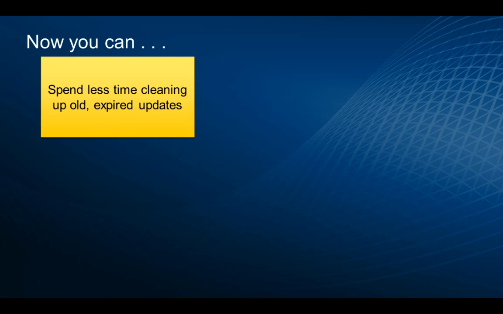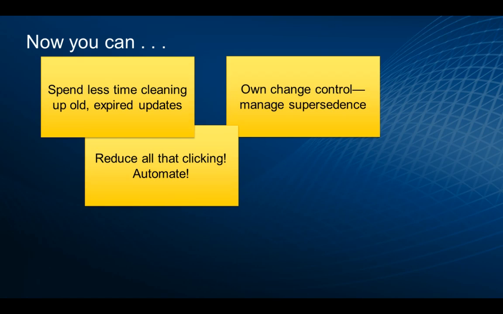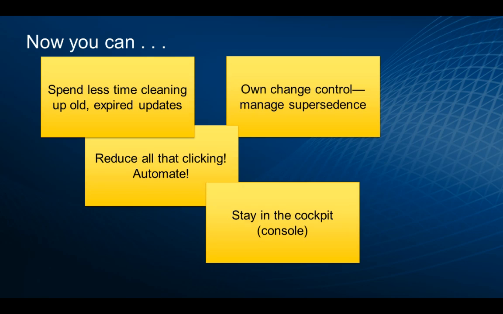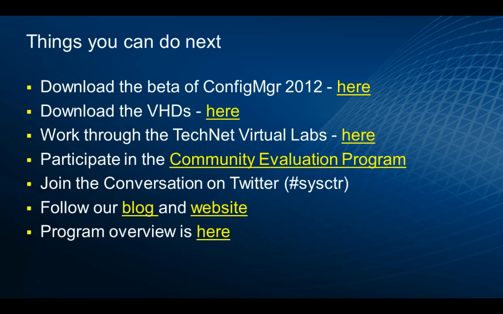Now, you can spend less time cleaning up the old expired updates and reduce all the clicking with simple automation. You can own the change control and manage supersedence with automatic cleaning up of superseded if desired. We can stay in the console and review there our in-console alerts and different thresholds or synchronization status, whereas in the past we had to be going to look at client or server logs or additional web-based reports. And you can reduce those "you rebooted me" phone calls by providing a richer end-user experience that allows the users to feel much more involved and engaged and in control of their own experience from IT.